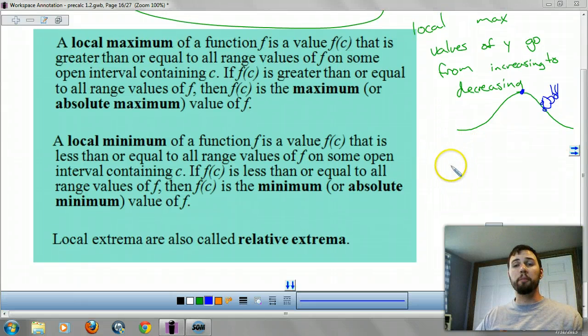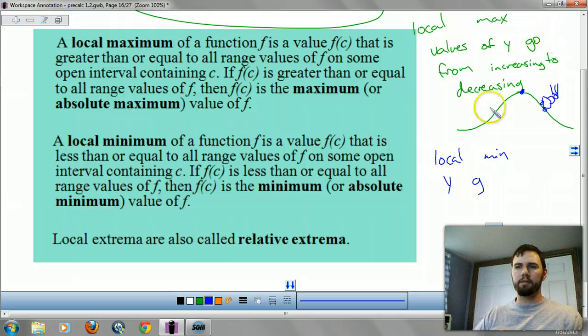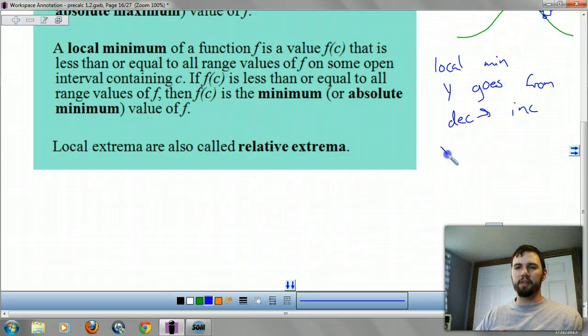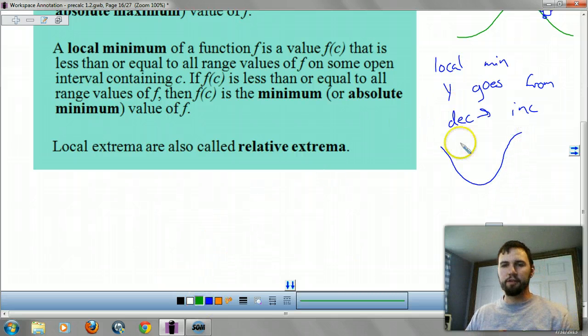That means your local min would be when y goes from decreasing to increasing. That one looks a little bit more like this. You're decreasing, and all of a sudden you start increasing. So you're still on this roller coaster.